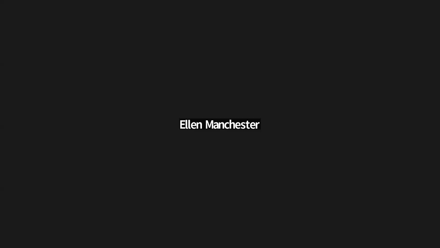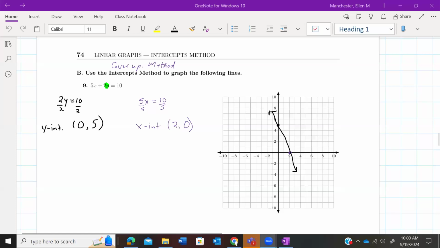Okay, so what we're going to do today is continue with graphing linear equations. We started graphing the slope of a line using the intercept method. So let me share my screen and open up our OneNote. Just a reminder, I call the intercept method the cover-up method.